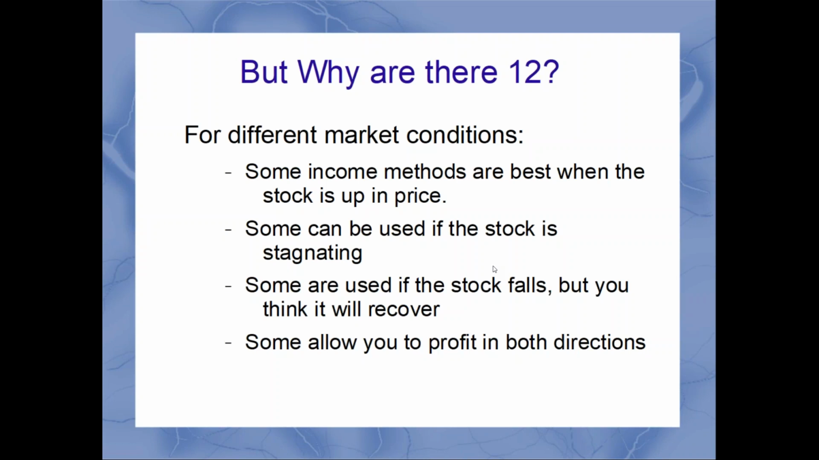Some of the 12 income methods are best used when the stock moves up in price. Some we're going to use if the stock enters a stagnating period, where we're not seeing much movement or maybe just plus or minus 2 or 3%. Some are used if the stock falls, but we think it's going to recover just due to market weakness and we still selected a strong stock. We can put ourselves in a better position to take advantage of more upside movement. And some income methods will allow us actually to profit in both directions, whether we're right or whether we're wrong, and the stock continues to move down.